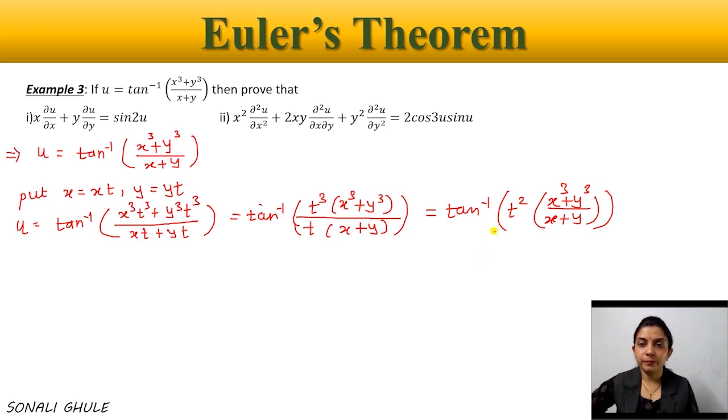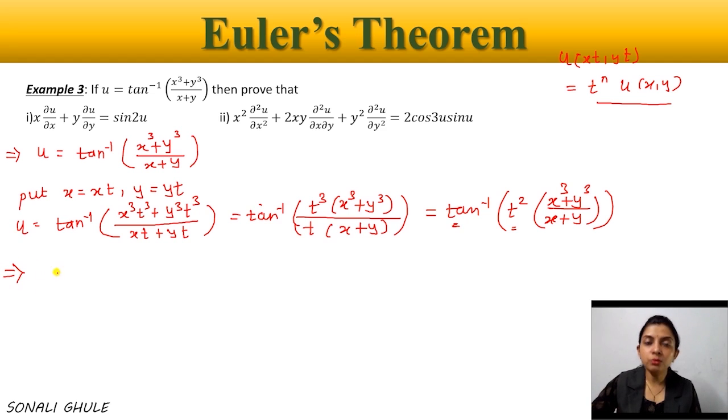But when I replace here x by xt and y by yt, I should get the form t raised to n times u of xy. Right? But here see, I cannot take this t square outside this tan inverse. So I am not getting this required form. To get this required form, what do I have to do? I have to shift this tan inverse to the left hand side of this term.